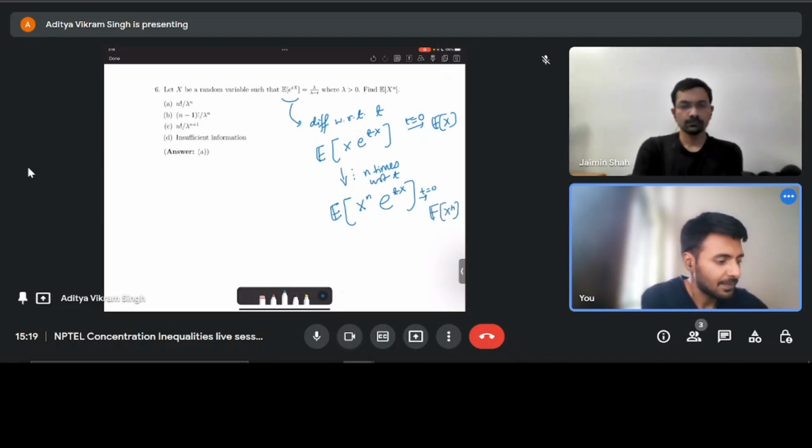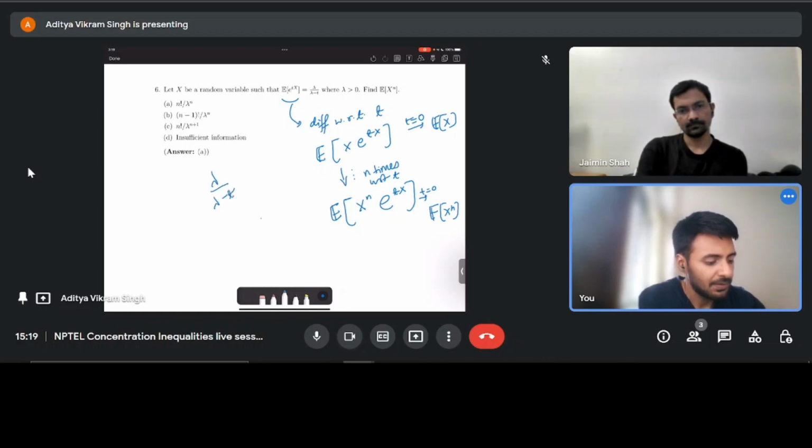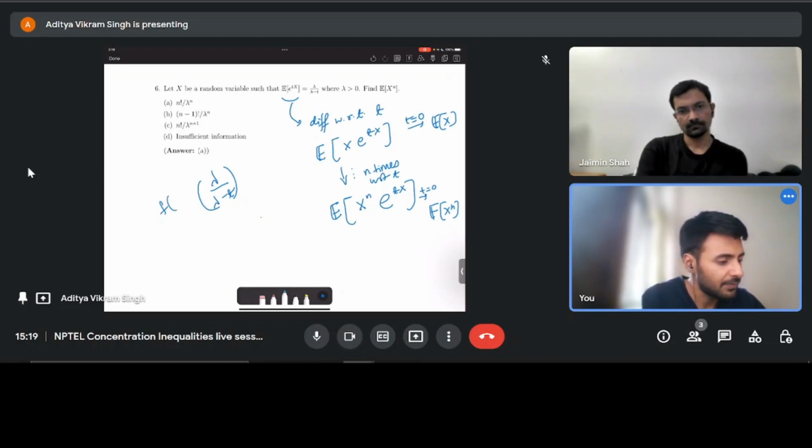So yeah, just compute this. Suppose f of t is this, then you want to find basically f superscript n, the n-th derivative, meaning n times differentiation. So yeah, this just gives you n factorial by lambda power n.